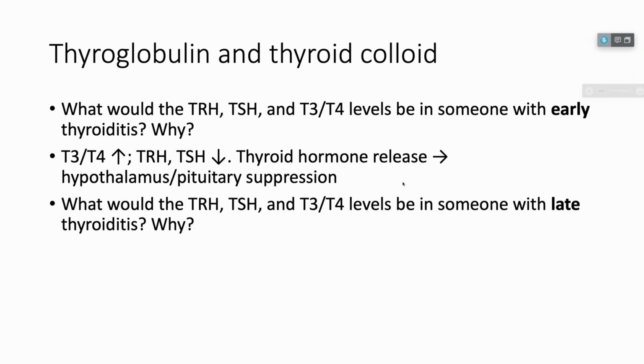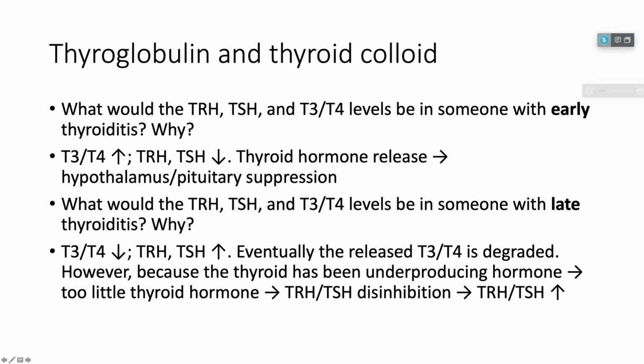So Natalie, in someone with late thyroiditis, what would the TRH, TSH, and T3, T4 levels be, and why? I would think that in early thyroiditis, you release all of your T3, T4. Maybe in late thyroiditis, you wouldn't have as much stored up, so that would decrease. And then that decrease would lead to you not having that feedback inhibition on TRH and TSH. So then those two levels would be high. Boom. Nice. You're ready. I hope so. Yeah, that was really good.